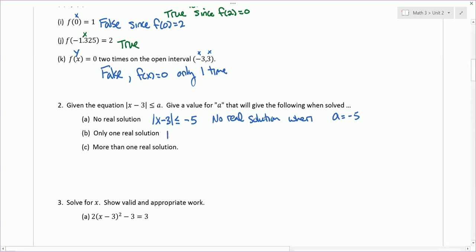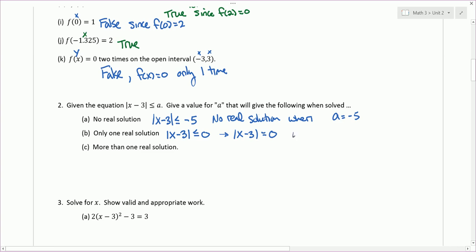And so if we have something like this, the absolute value of x minus 3 is less than or equal to 0, well, it can't be less than 0. So this is the same thing as the absolute value of x minus 3 is equal to 0. Because absolute value has to either be greater than 0 or equal to 0. And this is going to yield one solution. When an absolute value is equal to 0, only one solution.